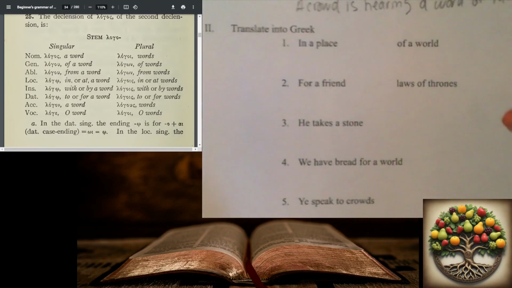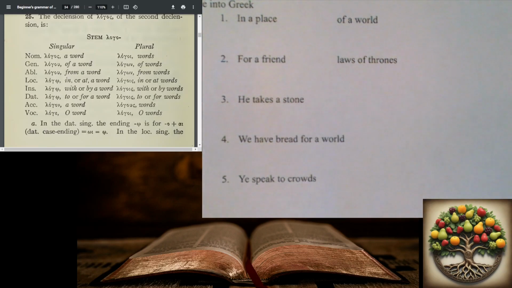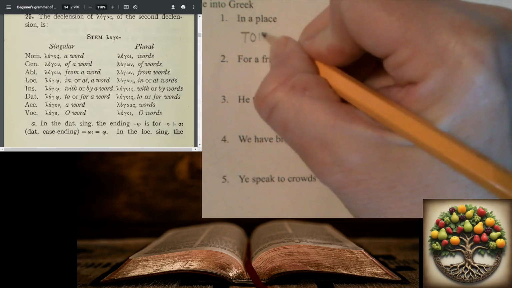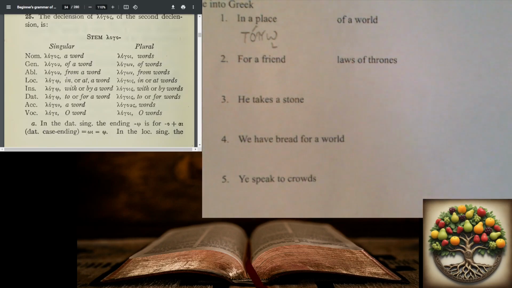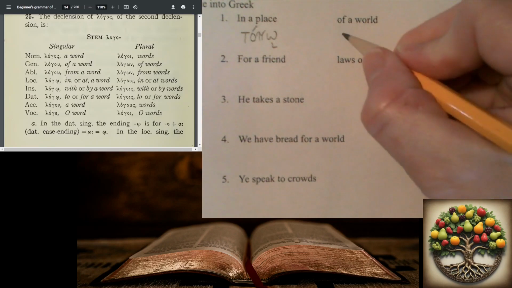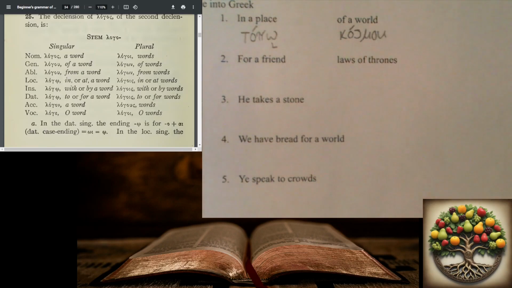Okay, now we're to the translate into Greek part. In a place. So this is, well, it is the locative actually. So in a place, we need the word for place, which is tapo. And we're going to have to put that iota subscript down. Tapo, in a place. Of a world, we're going to put the word for world in the genitive. Of a world.